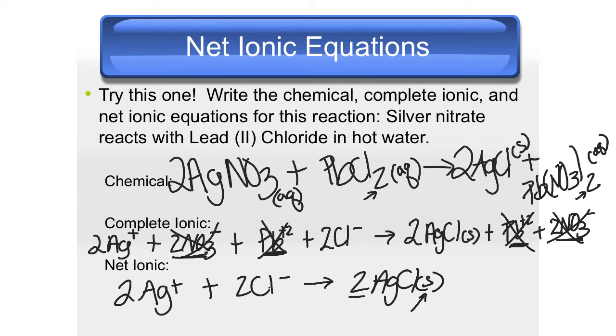Now if we look, we've got 2, 2, and 2, and we always like to write our equation as the lowest whole number ratio. Essentially it's a 1 to 1 to 1 to 1.